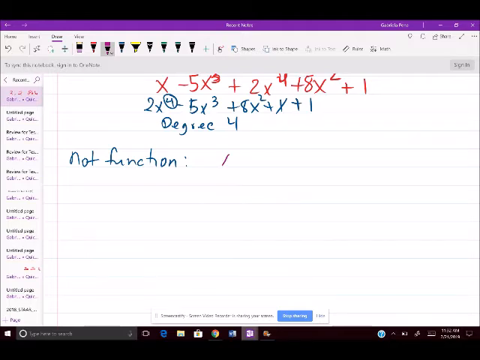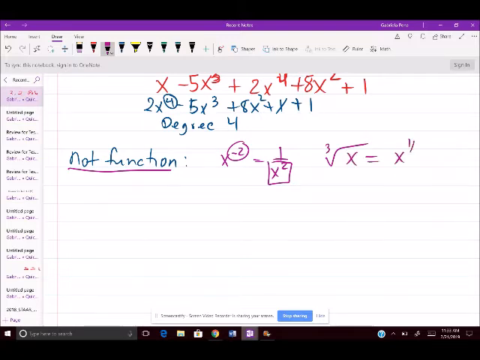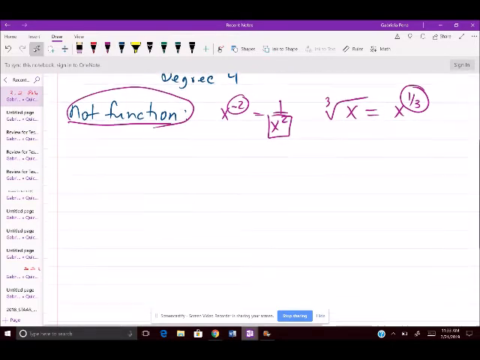If I end up with a negative exponent, because this becomes 1 over x squared, your x cannot be in your denominator. This is why this is not a function. If I have the cube root of x, because it becomes x to 1/3, these have to be whole numbers. Alrighty, so we're good. Anything like that will be not a function. If you remember, the first question here is determine the degree and if it's a function. That's basically the first question.